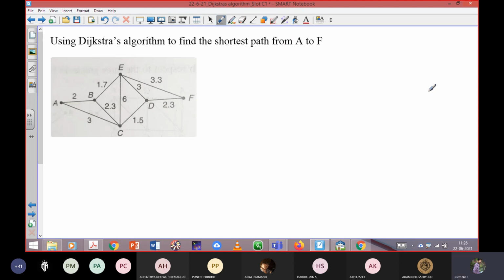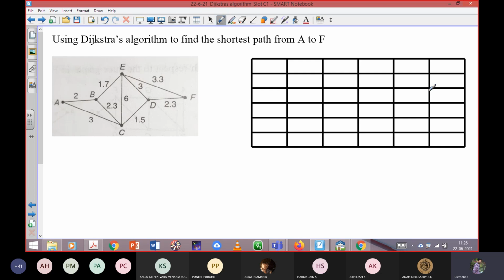Okay, we can enter into discussing the same model with another graph. Can you see the screen, right? Here another weighted graph is provided. They ask us to apply the same Dijkstra's algorithm to find the shortest path from the vertex A to F. We can quickly make a table and complete this problem.